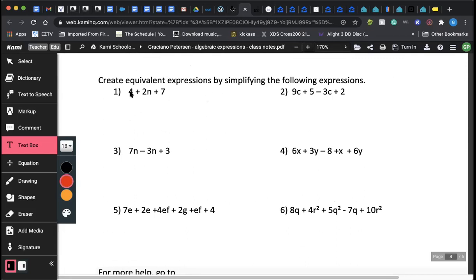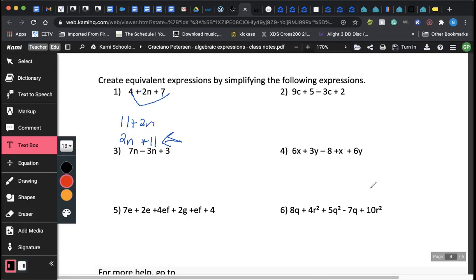So in this case, for number one, obviously the only two things that we can combine together are the 4 and the 7, because this 2 is hooked up with that n. And so we have 11 plus 2n. We can leave it like that, or we should write it in the way that's more acceptable, which is to make sure that you put your constant at the end and anything with a variable before that.